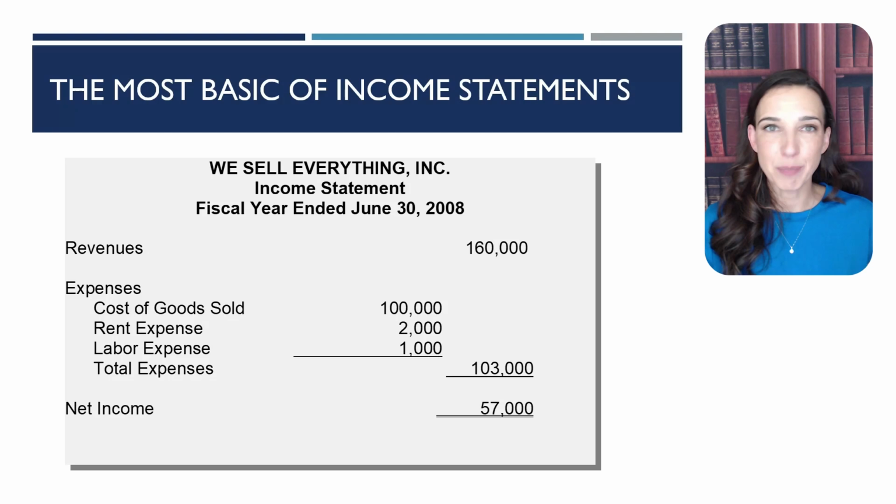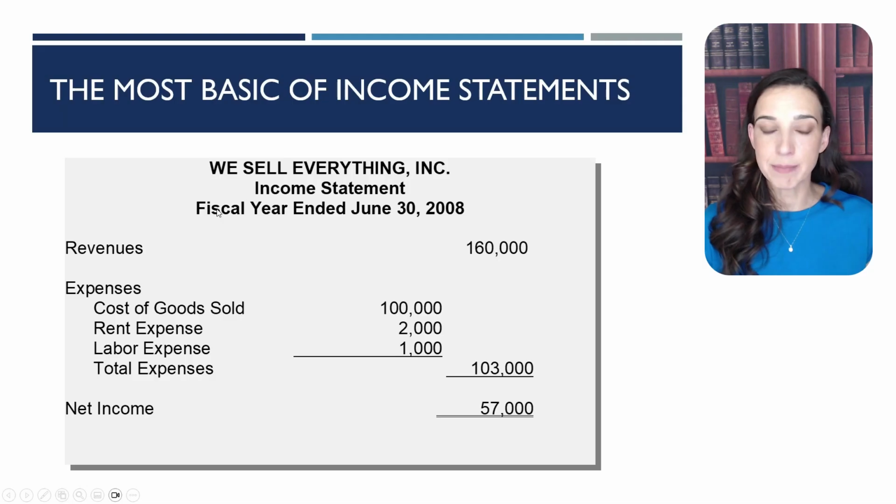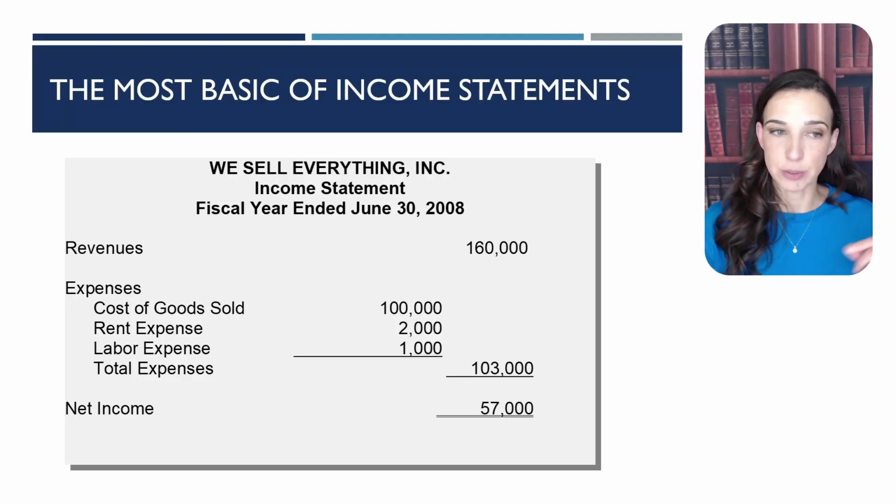This is a very simple hypothetical income statement. It has the title of the company, We Sell Everything. It has the label, the fact that it's an income statement, and it has the date that this is for, the fiscal year ended June 30th, 2008. So it tells us the length of the period over which we're looking at these transactions.